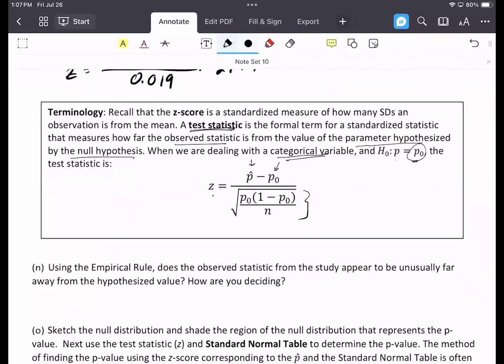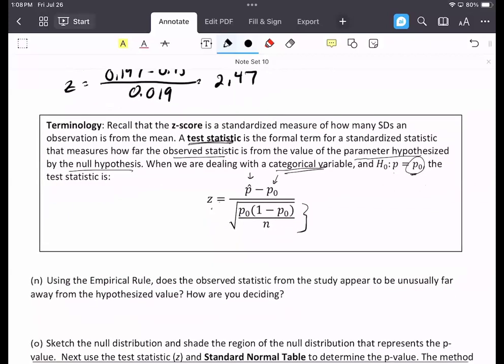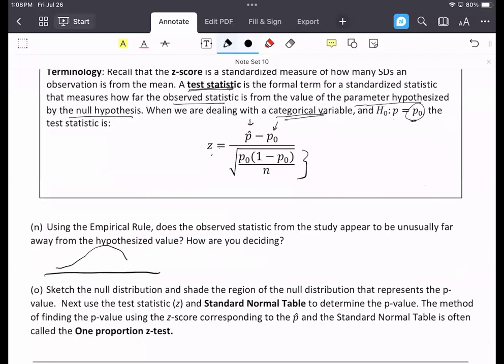Using the empirical rule, going back in time, does the observed statistic from the study appear to be unusually far away from the hypothesized value? How are you deciding? Well, do we think it's kind of far out? Remember, think back to the empirical rule. Plus or minus 2 standard deviations away, what percentage of the area under the curve is within 2 standard deviations? And hopefully you remember, oh, right. If I think about the normal curve, and I do plus or minus 2 standard deviations, 95% fall in here.